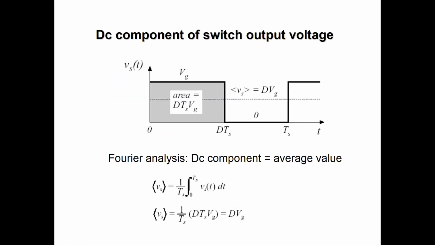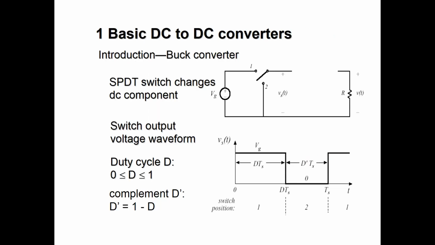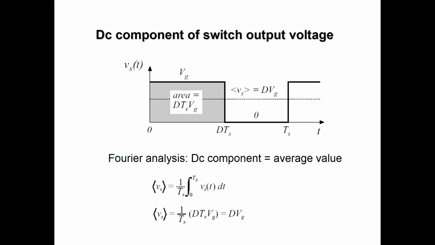So in that case, when the switch is connected at position 1, the load gets a voltage of Vg for the duration DTs. DTs is the time duration for which the switch is connected at position 1. And when the switch is connected at position 2, the load gets 0 voltage. So when we take the Fourier series of this waveform, we get a value of DVg, which is the average voltage of this waveform.